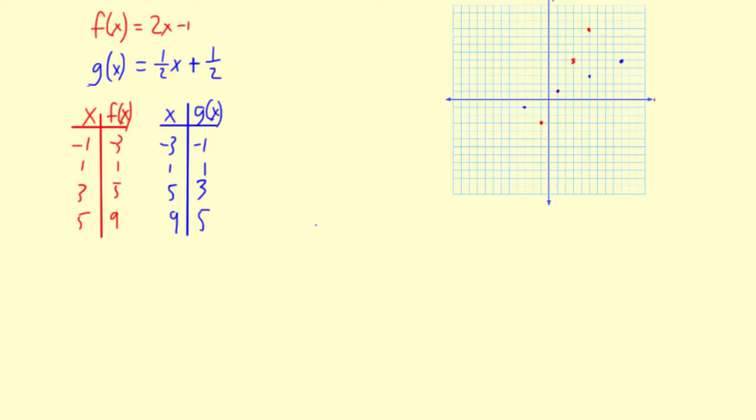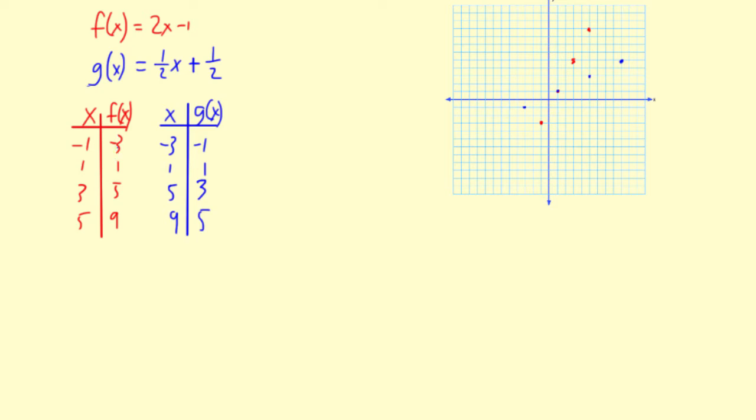So the big picture for this lesson is inverse functions. And here I have two functions, f of x equals 2x minus 1, and g of x equals 1 half x plus 1 half. These functions are inverses. How do we know? Well, there are a few different ways to tell. I'll show you all of them.